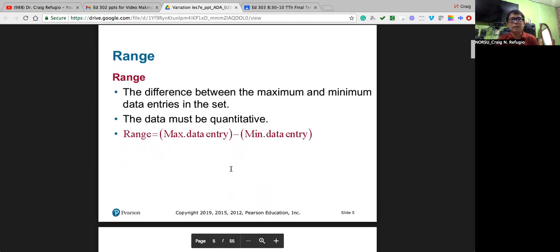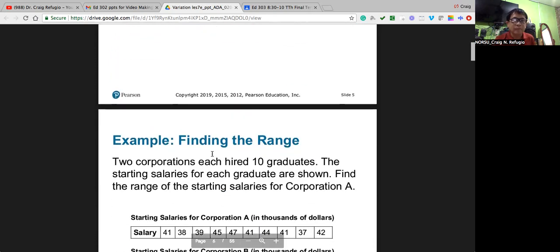So the range is actually used in the determination of the frequency distribution table. Remember the video about the frequency distribution table, one of the terms there is actually the range. So range is the difference between the maximum value and the minimum value, or in this case, the maximum data entry minus the minimum data entry.